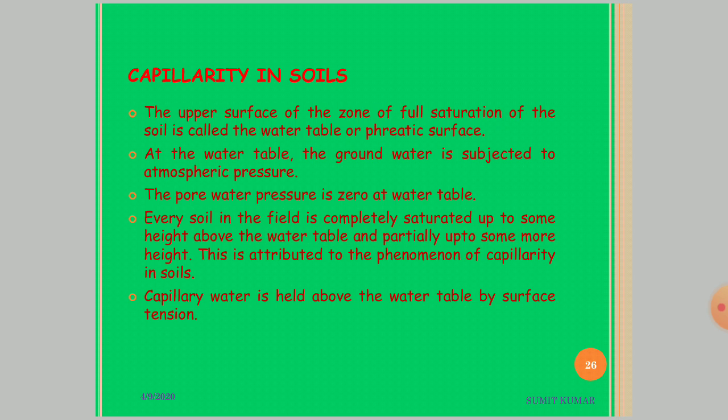The continuous void spaces in soil can behave as bundles of capillary tubes of variable cross section. Because of surface tension force, water may rise above the phreatic surface. The upper surface of the zone of full saturation of the soil is called the water table or phreatic surface. At the water table, the groundwater is subjected to atmospheric pressure, and the pore water pressure is zero. Every soil in the field is completely saturated up to some height above the water table and partially saturated up to some more height. This is attributed to the phenomenon of capillarity in soil. Capillary water is held above the water table by surface tension.